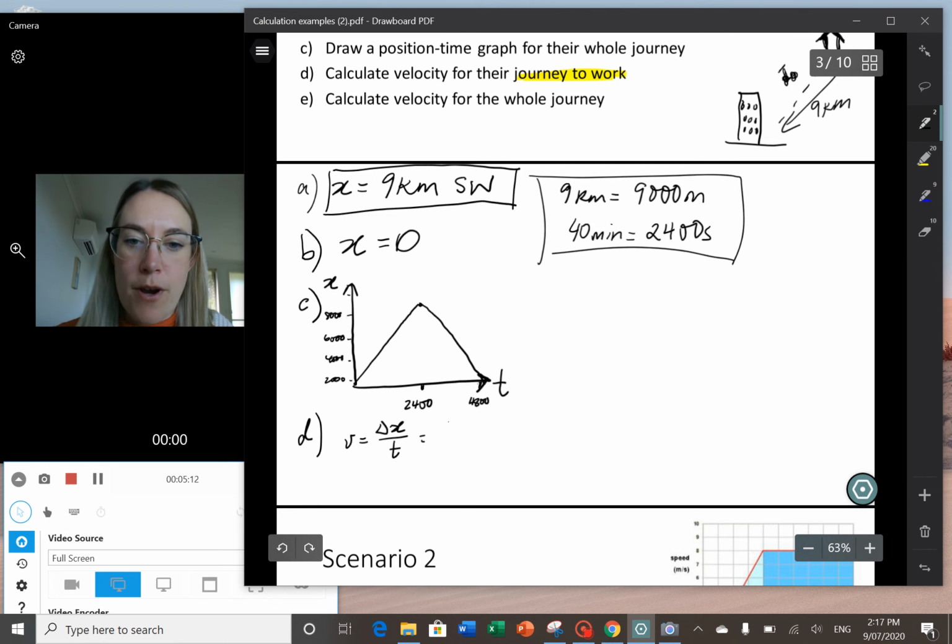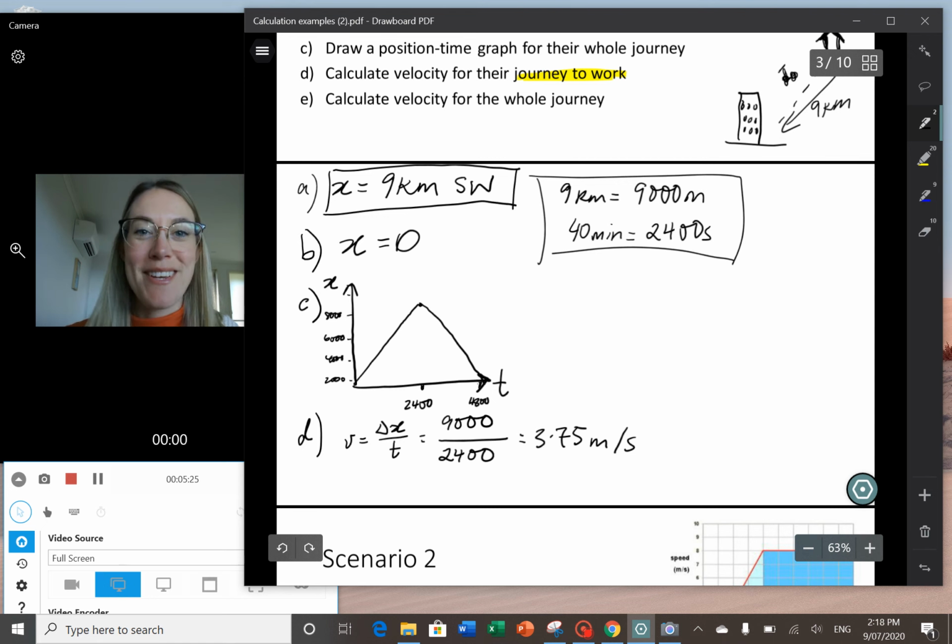The distance travelled is going to be 9,000 metres over a period of 2,400 seconds, which gives 3.75 metres per second in a southwest direction. And we'll put a square.